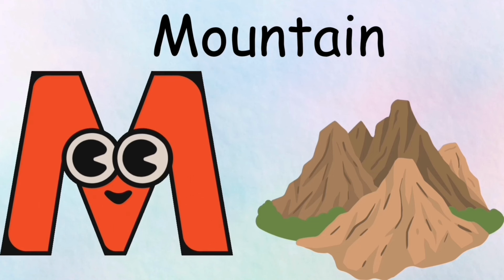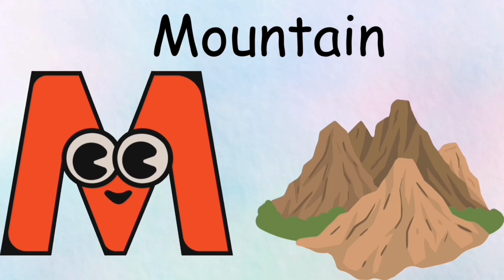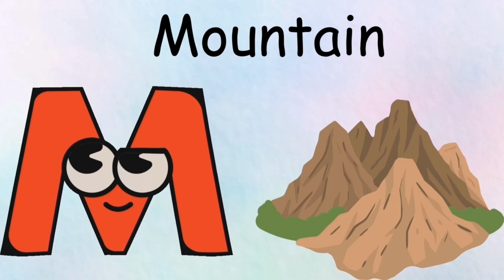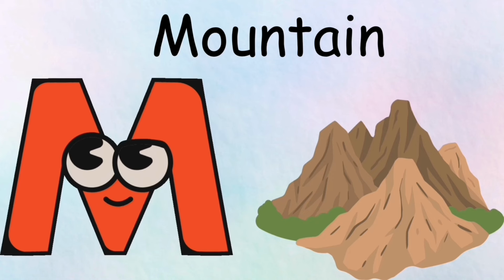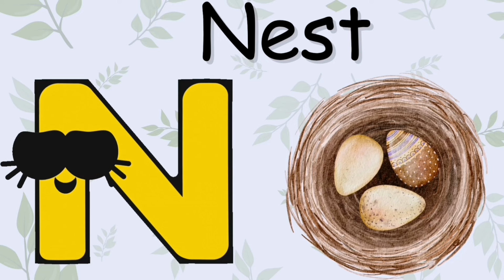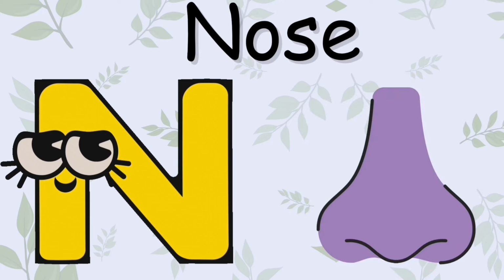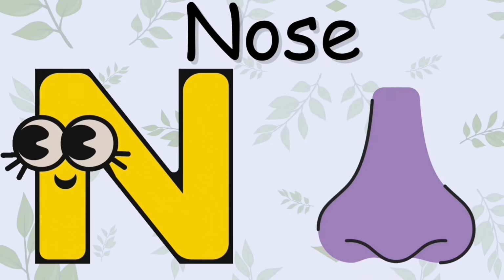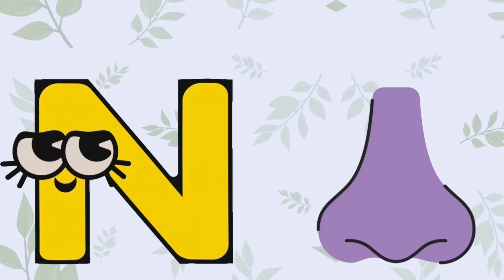M for mountain. M, M, mountain. M, O, U, N, T, A, I, N. Mountain. N for nest. N, N, nest. N, E, S, T. Nest. N for nose. N, N, nose. N, O, S, E. Nose.